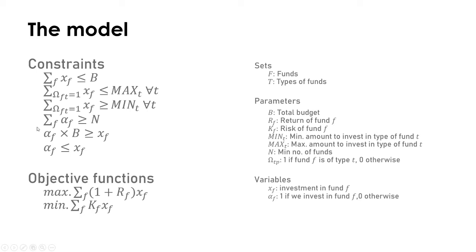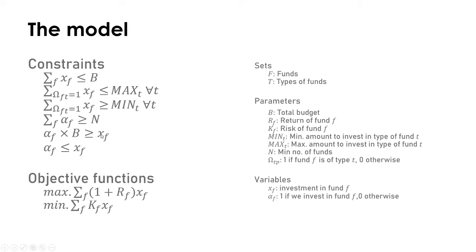Next, we have to invest in at least n funds. So if we sum all these alpha, no matter what type of fund they are, that should be at least n. But if we don't do anything else, these alpha and these x values are not linked, and we could have solutions that do not make sense. That's why we need these two constraints.